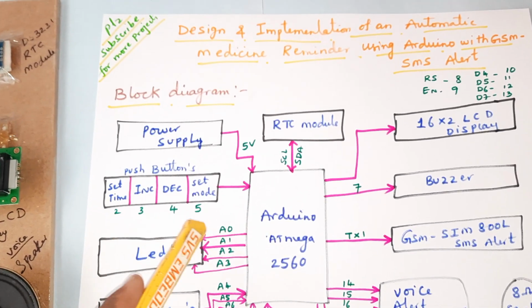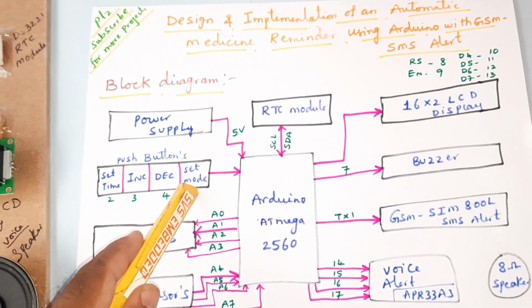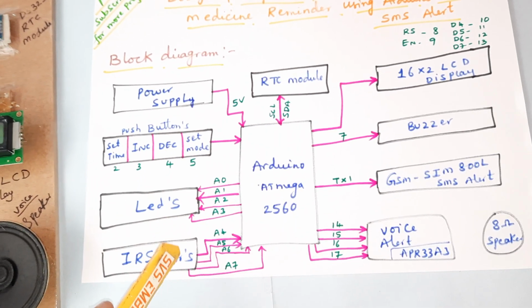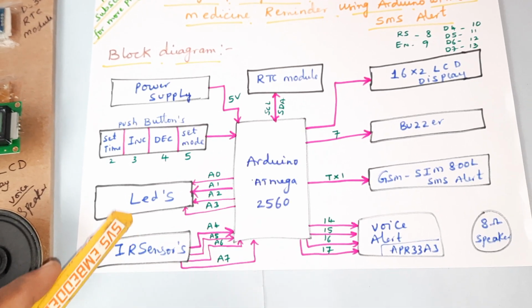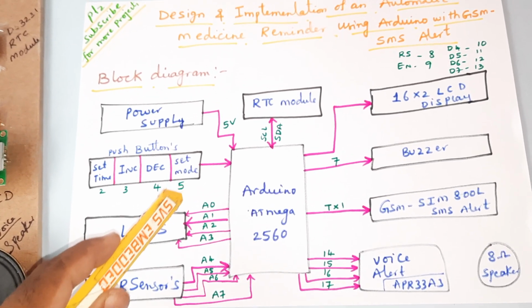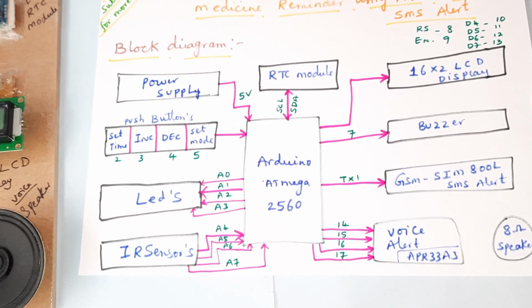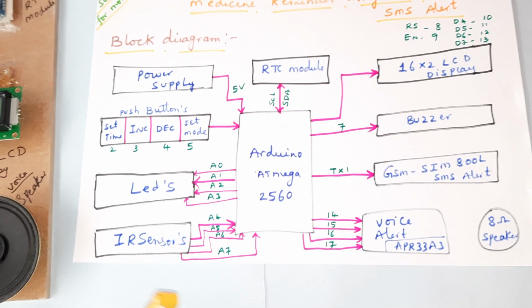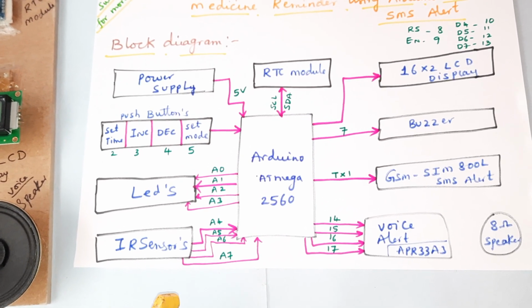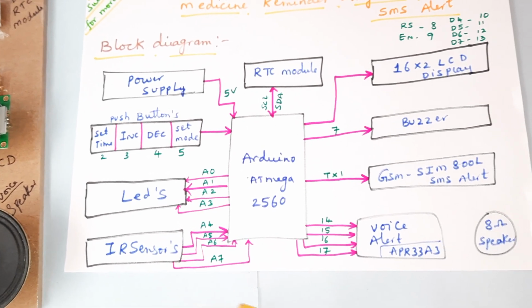There are four push buttons: set time, increment, decrement and set tablet timings. And there are four LEDs to indicate which tablet you want to take: first tablet, second tablet, third tablet, fourth tablet. Those are connected with A0, A1, A2, A3. And there are IR sensors to detect whether the tablet is taken or not. The IR sensors are connected with A4, A5, A6, A7.